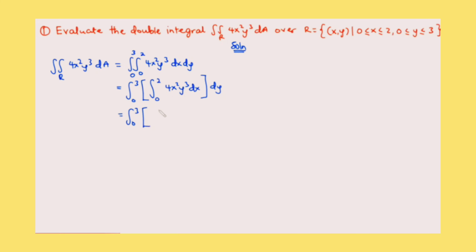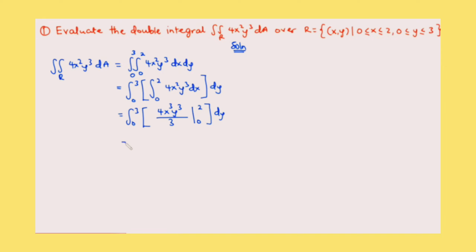So we integrate with respect to x, thus we are going to increase the exponent on x by 1, and we divide through by the new exponent. So we have x cubed times y cubed, and then we divide by the exponent on x, which is 3. And then we have the limit from 0 to 2, and then outside the bracket we have dy.